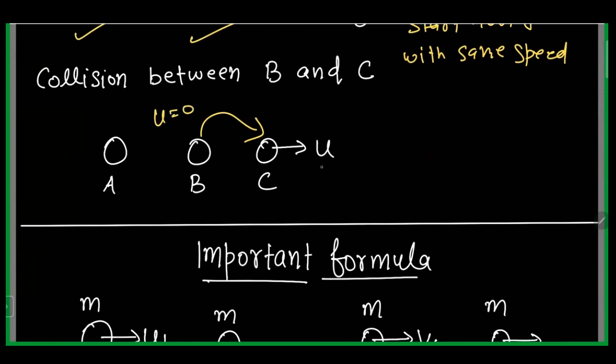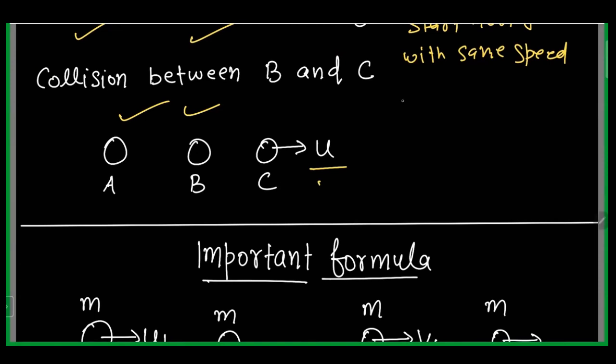And now C will start moving with velocity U. So finally what will happen is A and B both will be at rest and C will be moving with the speed of U. So after doing the mathematics in the first part, I can directly say about the second collision.